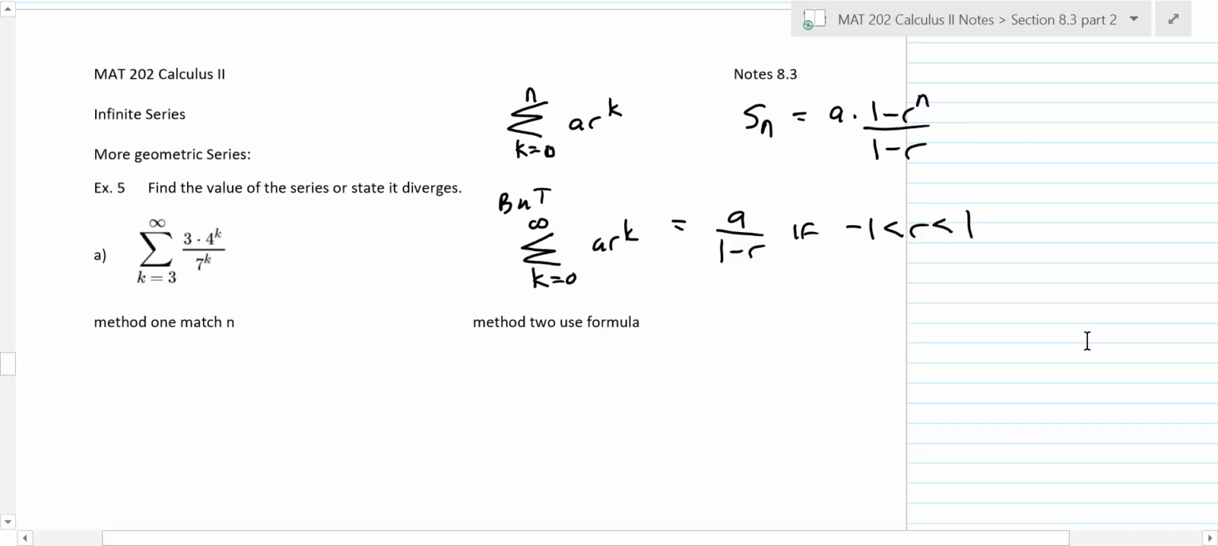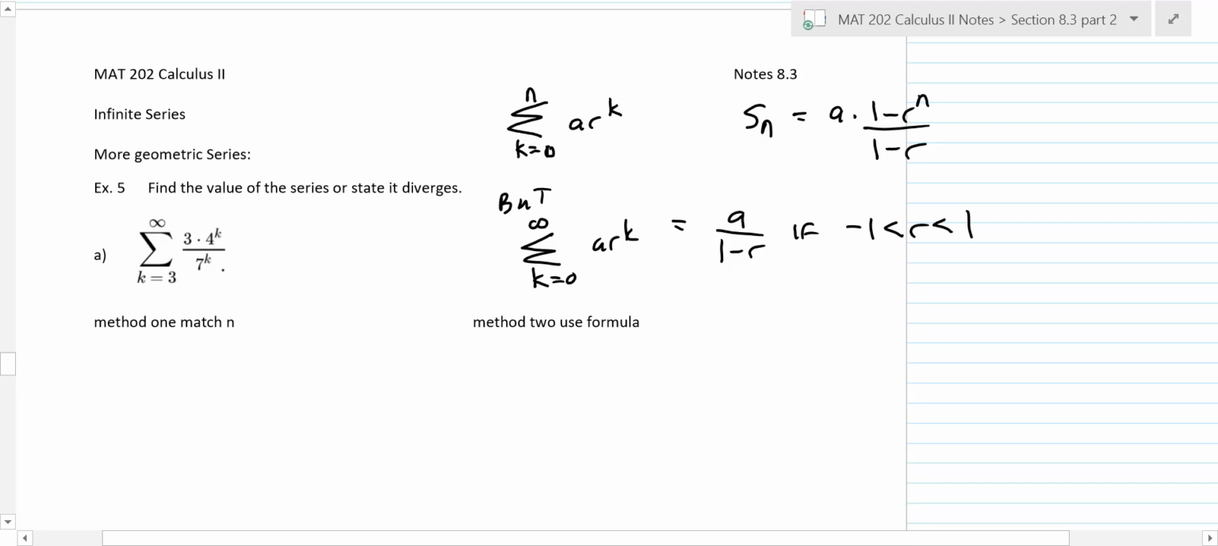Continue with this then. All right, so what we're going to do now is look at some infinite series. So this one we're going from 3 to infinity. Generally, you can start k anywhere you want to, but this is an infinite series. And we want to see if it's geometric.